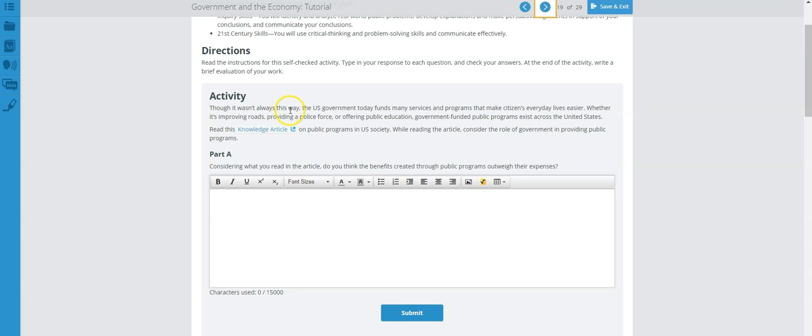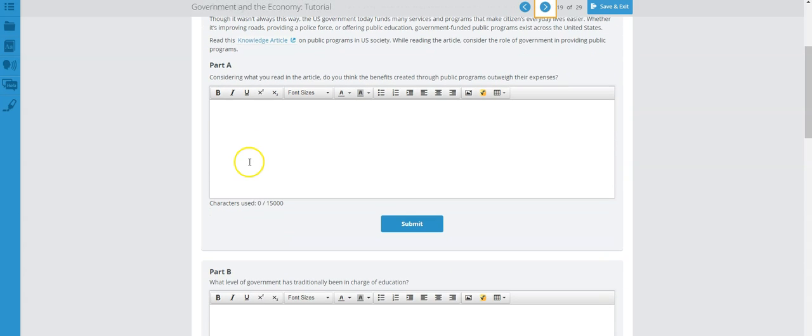Though it wasn't always this way, the U.S. government today funds many services and programs that make citizens' everyday lives easier. Whether it's improving roads, providing a police force, or offering public education, government-funded public programs exist across the United States. Read this article. Please make sure you click on the link so you can read this article, because this actually will help you in answering these questions also. Read this knowledge article on public programs in U.S. society. While reading the article, consider the role of the government in providing public funds or programs in this case.